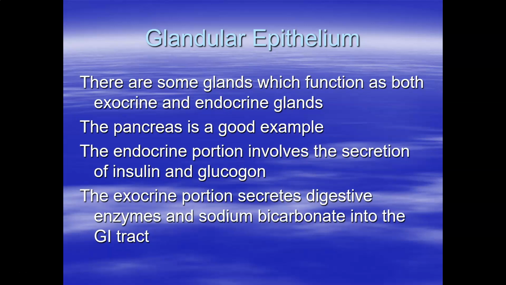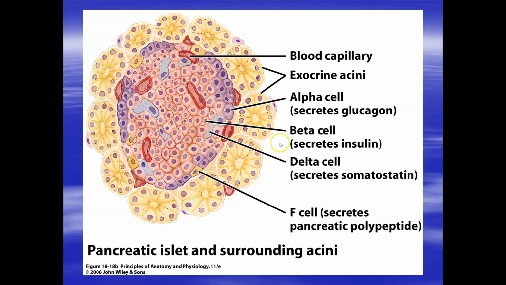The exocrine portion of the pancreas secretes digestive enzymes and sodium bicarbonate into the GI tract. So it's very much a part of the breaking down of the foods that we eat. And you'll be talking about that in the GI phys and anatomy next semester. So we can see here we've got these alpha cells here that secrete glucagon, which releases glucose. Here's your beta cells here that create insulin, which decreases glucose in the blood by driving glucose into cells.